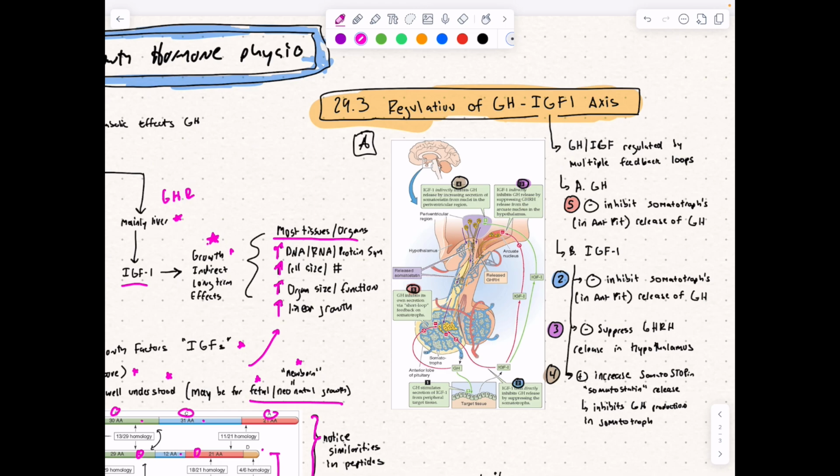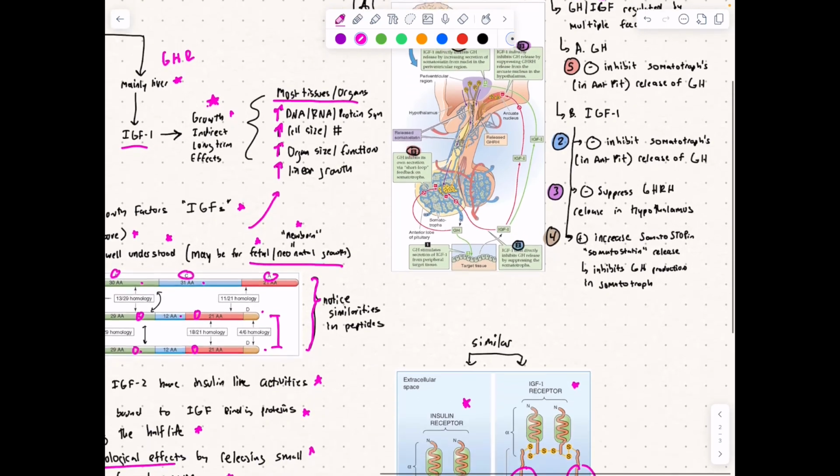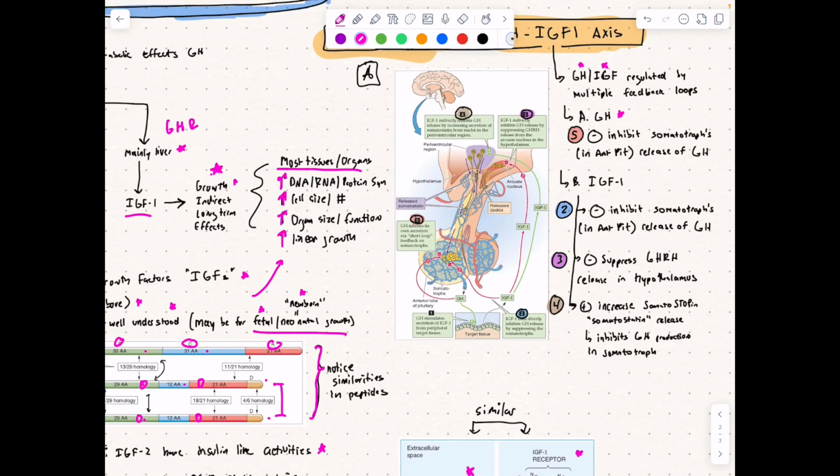But in terms of negative feedback, we have growth hormone and insulin-like growth factor regulated by these negative feedbacks. Growth hormone in particular is going to inhibit the somatotrophs, right, these guys, from releasing more growth hormone. It's just like downstream, there's already a lot of growth hormone here, don't secrete any more. All right, so that's the first step. So that's this guy right here. It inhibits its own secretion.